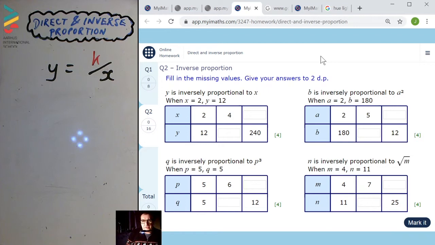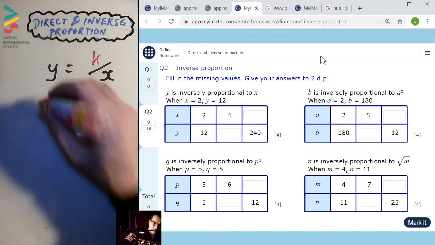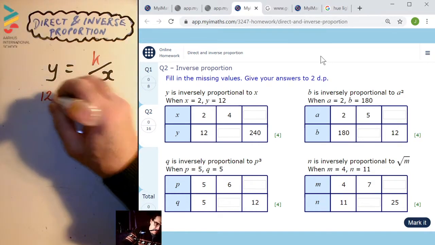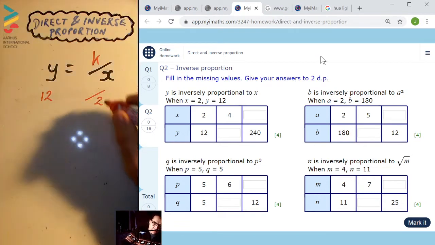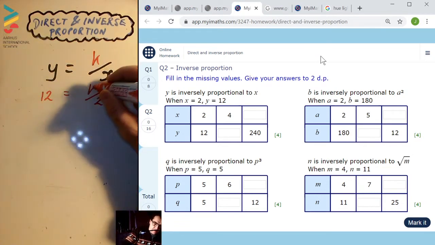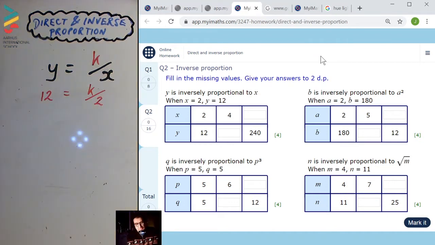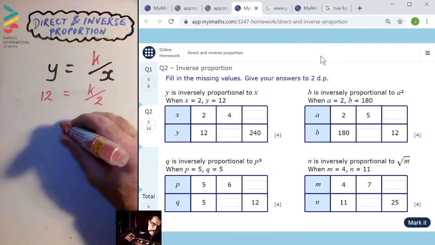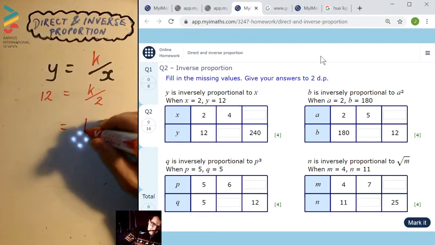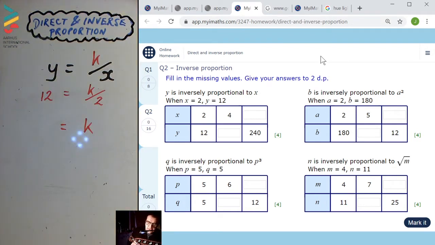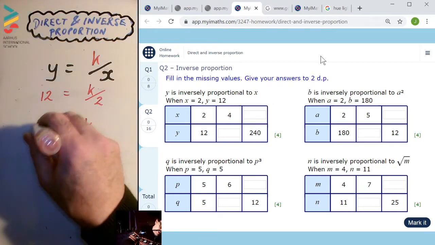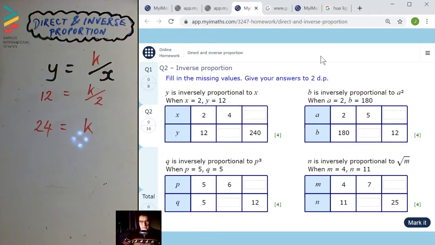So we've got some information. When x equals 2, y equals 12. Okay, so we can put those numbers in, 12 and 2. So y equals k divided by 2. I don't like fractions, so I'm going to multiply by 2 to get a whole k instead of k over 2, but because an equation is like a balance, I need to do the same thing to both sides, and that gives me 24 is equal to k. K is equal to 24.